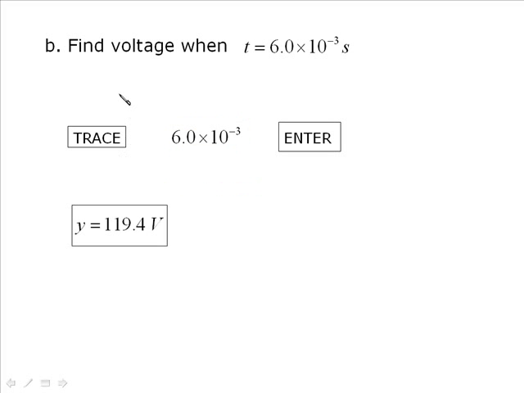So when you know the x and you're trying to find the y, and you've got the graph on your calculator, the best thing to do is just to use this key.